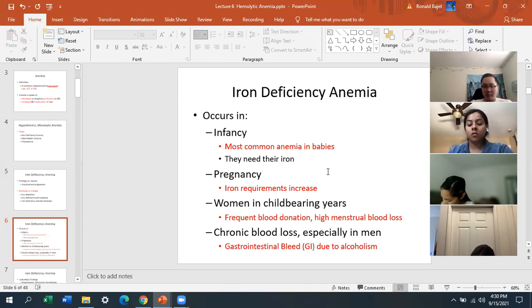And also too in males, chronic blood loss, if they are GI bleeders, if they have a chronic condition where you have gastrointestinal bleed due to alcoholism, I'm not saying all men are alcoholics, but if they have gastrointestinal bleeds, that's a chronic blood loss, and that can lead to iron deficiency anemia. So those are conditions where iron deficiency anemia occurs.